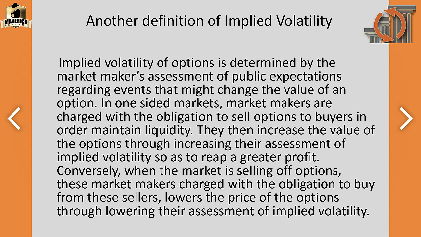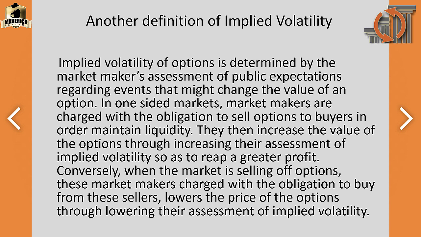The next sentence says, in one-sided markets, market makers are charged with the obligation to sell options to buyers in order to maintain liquidity. One of the things a market maker must do is they must always make a market. What that means is that when somebody wants to buy, if there's no seller across the country that wants to sell that security or that option, the market maker has to step up and fill that order. They have to step up and fill that order if there's no one there. It solves the problem of what if I want to sell and no one's there, or what if I want to buy and no one's selling. The market maker fills that role in the market.